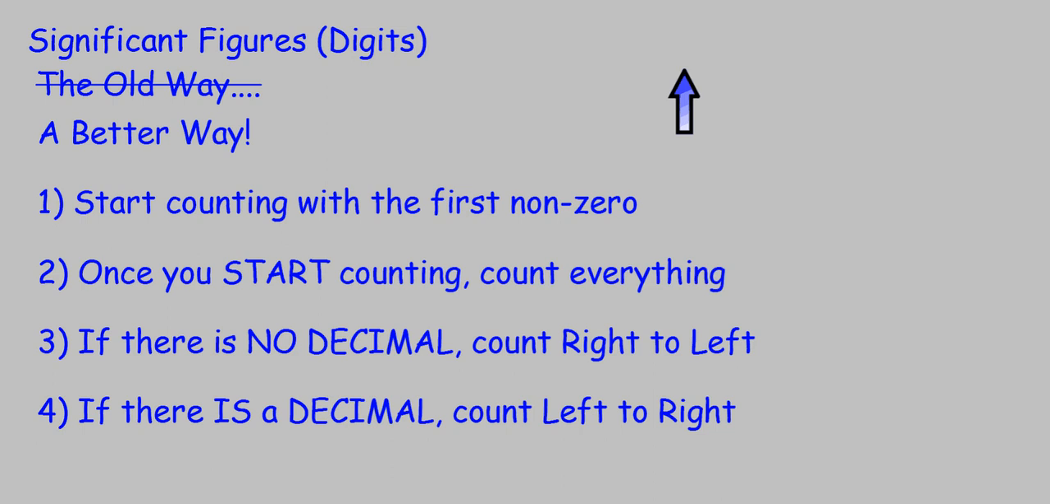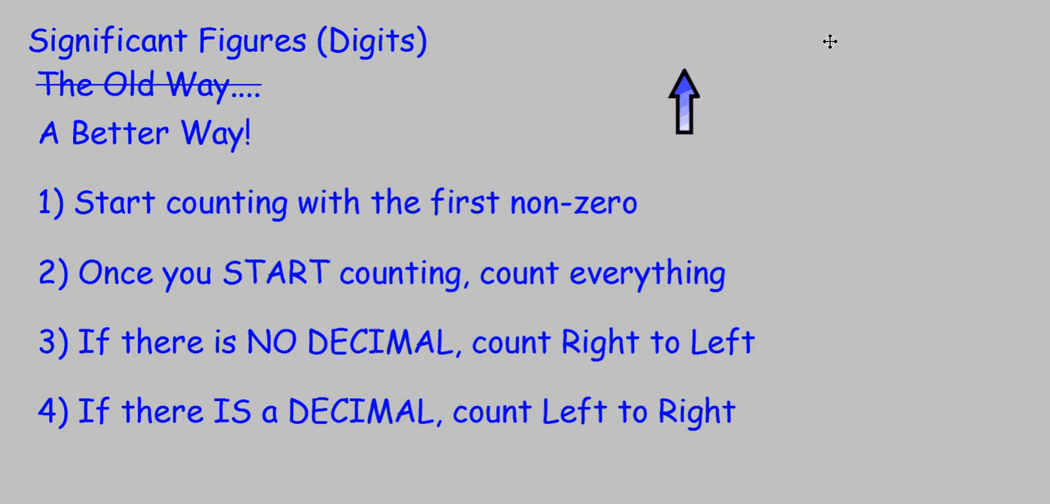First of all, we're going to follow a few simple rules. When we start counting, we will start counting with the first non-zero digit. We will never start counting with a zero. The second thing is, once we start counting, we will count everything, regardless if it's a zero or not. And then the direction we count is set up this way. If there's no decimal point, then we're going to count from the right to the left. If there is a decimal point, we're going to count from the left to the right.